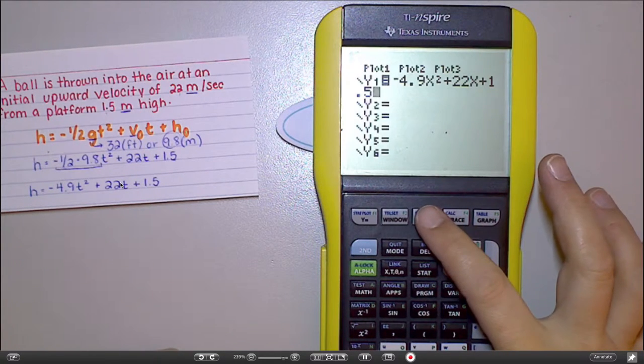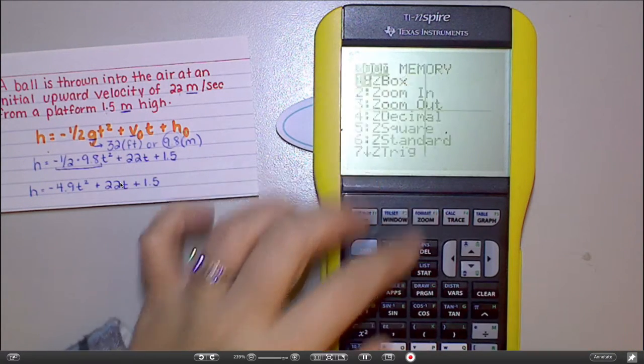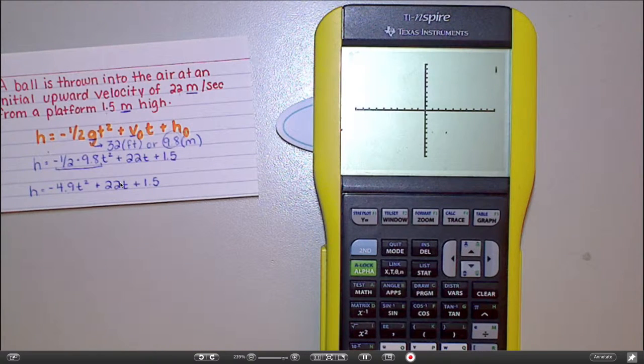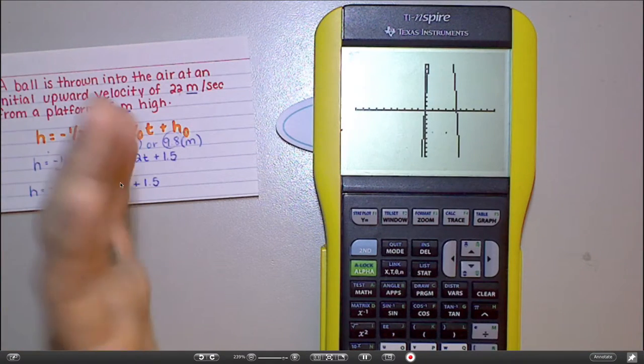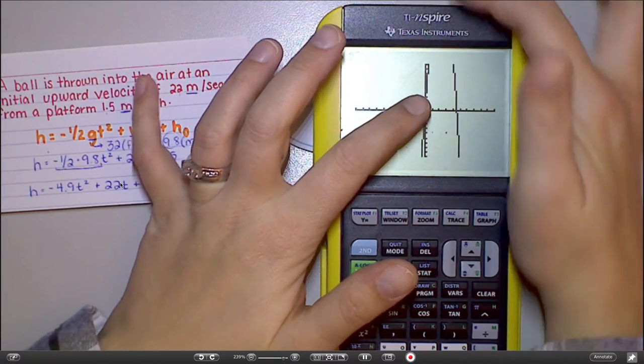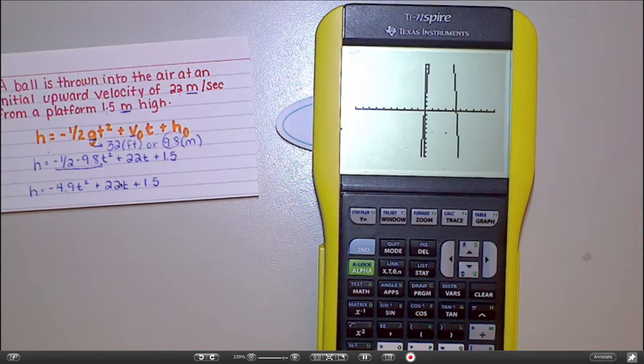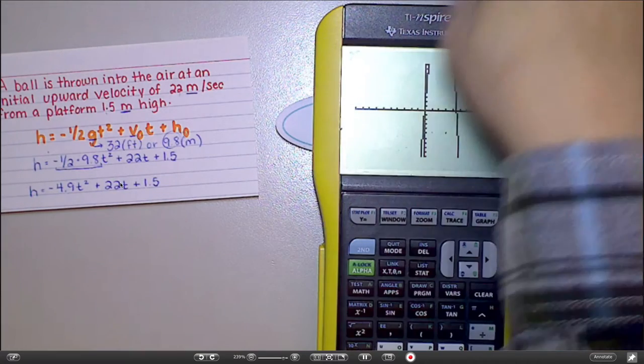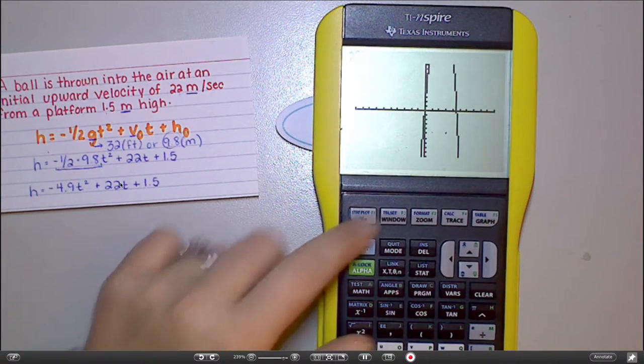Okay, then I'm going to look at this. I'm going to just reset my window. So this is what the regular standard window looks like. And that's not a very good picture of my parabola. What I want to be able to see is the left side, the right side, and the top of the parabola. So I don't need all this space over here, but I need more space up at the top. So I'm going to adjust my window.